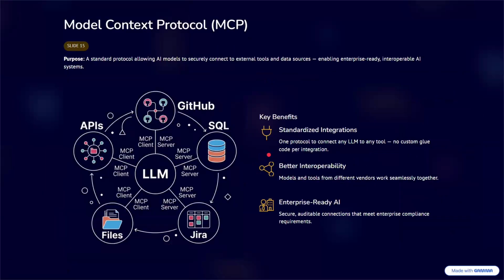So what is Model Context Protocol? Another technology is MCP. Think of MCP as a universal connector for AI. Instead of writing custom integrations for GitHub, SQL databases, Jira, and internal APIs, the AI communicates through a standard protocol. This makes the enterprise AI system more scalable, and it gives the benefits of standardized integration, better interoperability, and being more ready to use AI.